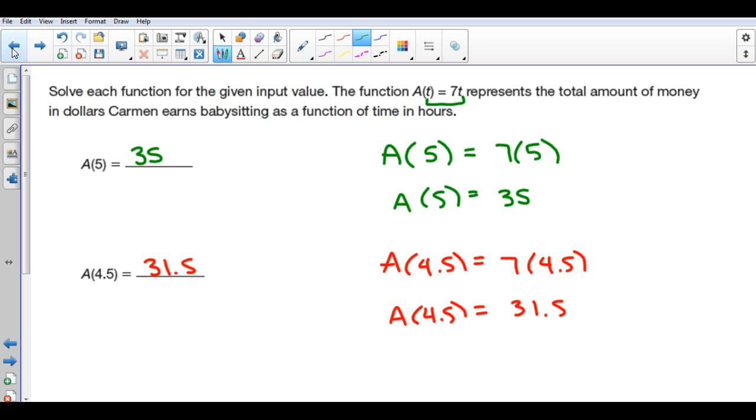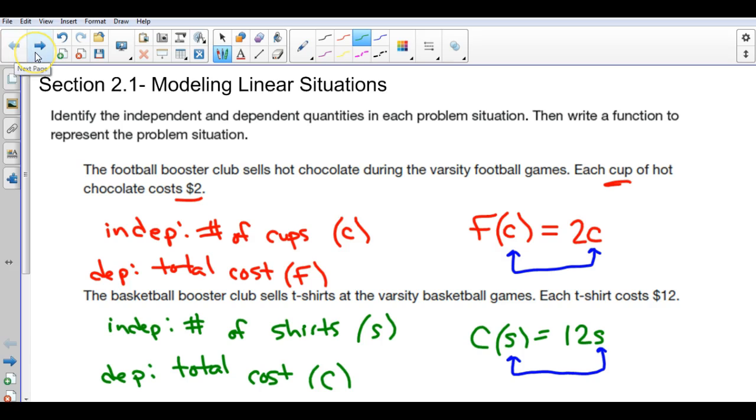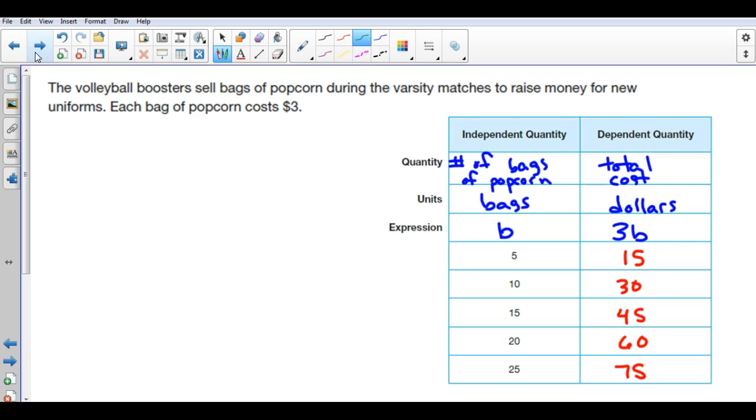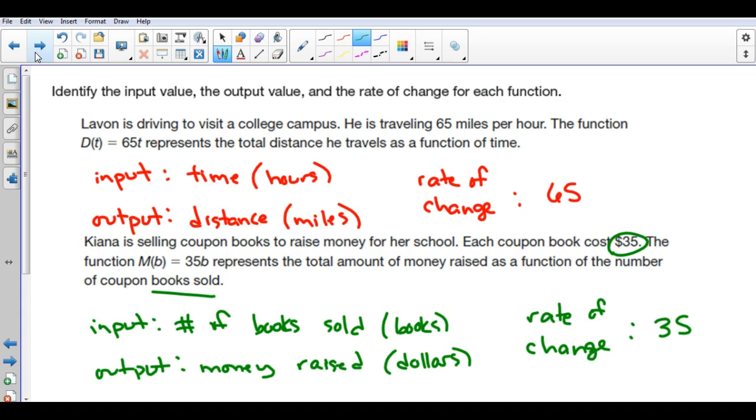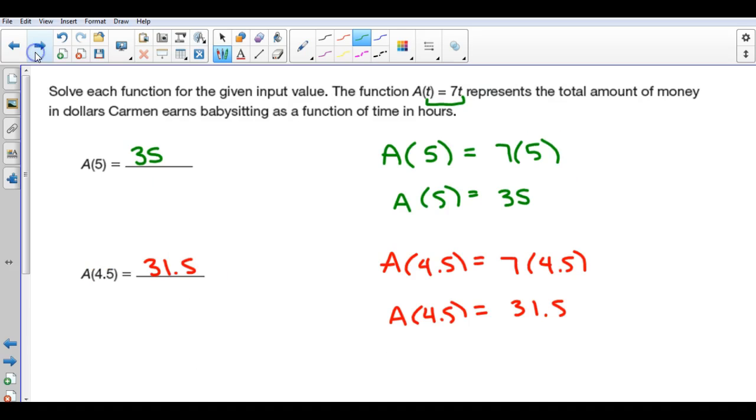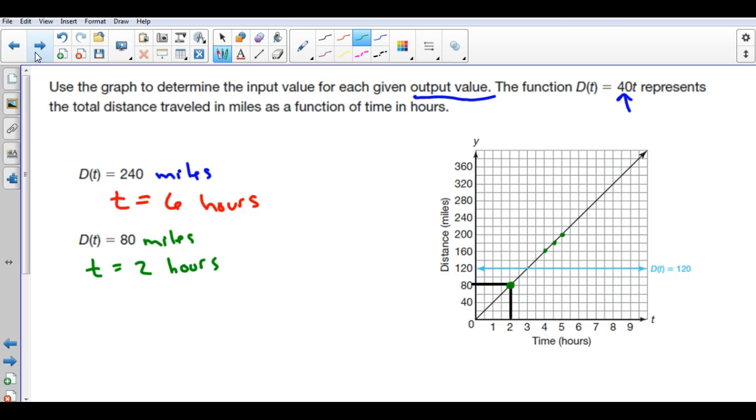Alright, so just to kind of quickly recap everything that we did then, we talked about independent and dependent quantities. We filled in a table, we did input and output values and identified what rate of change was, and then we evaluated functions with input and output values.